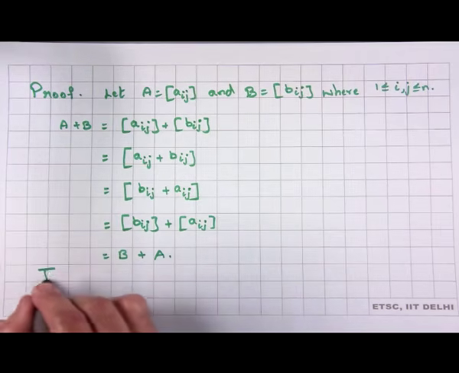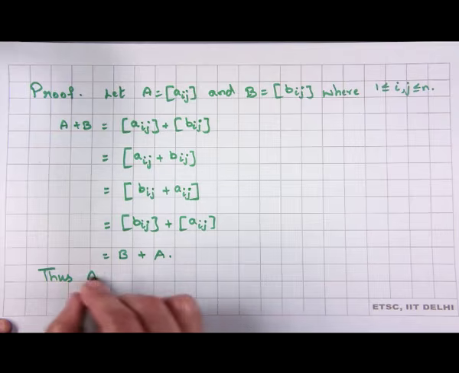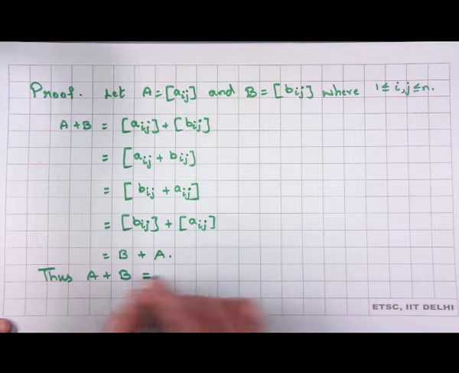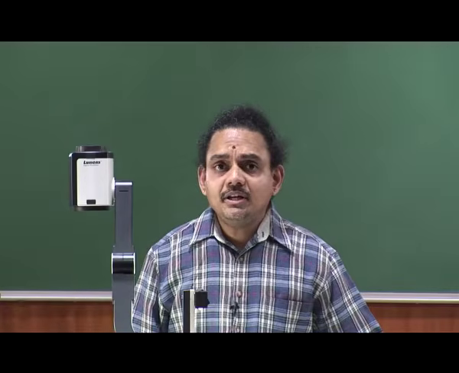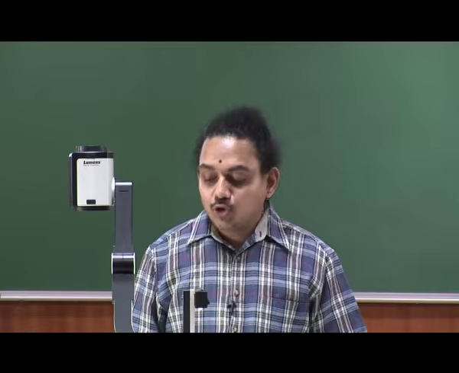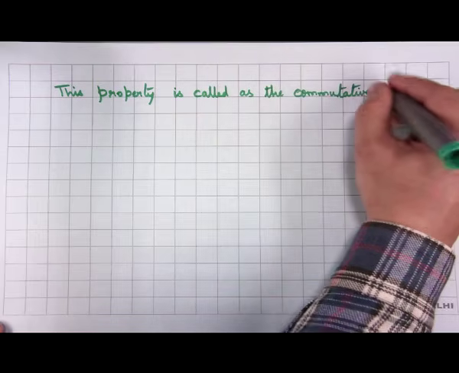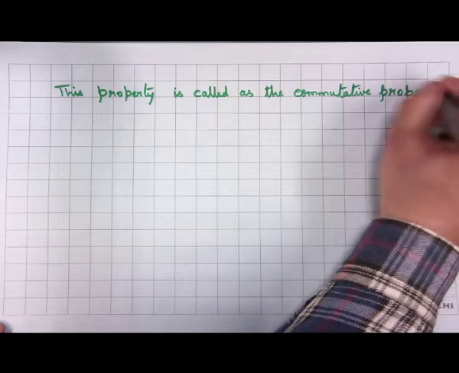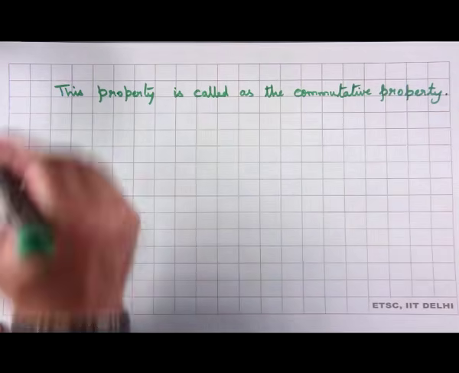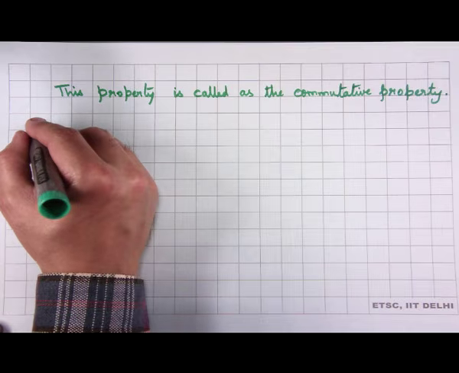Thus, A plus B equals B plus A. In fact, the above said property is what is known as the commutative property. So, this property is called the commutative property. Let us prove the next property.